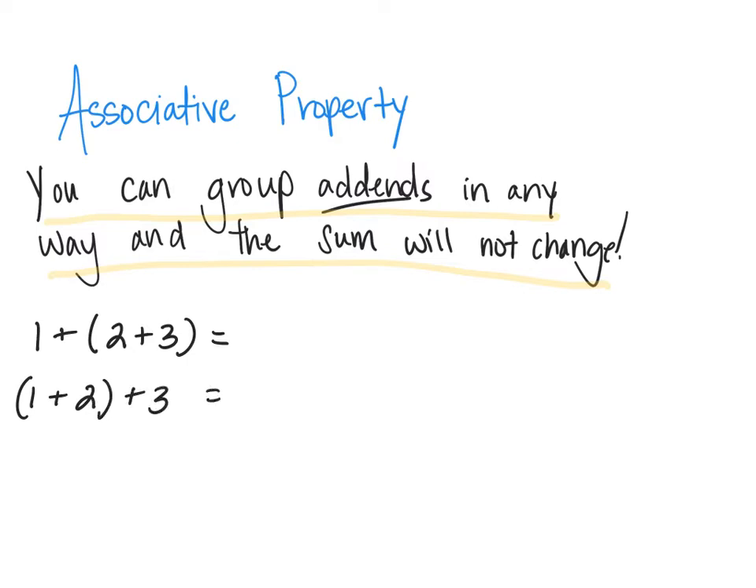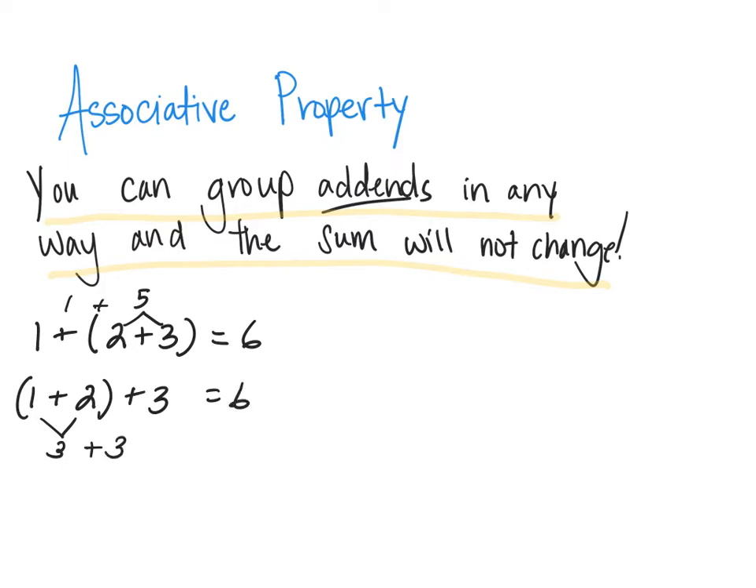All right, so if we follow order of operations, I have to solve what's in the parentheses first. 2 plus 3 is 5, and 5 plus 1 is 6. All right, following order of operations for the second one, 1 plus 2 is 3, 3 plus 3 is 6. So that's the associative property.